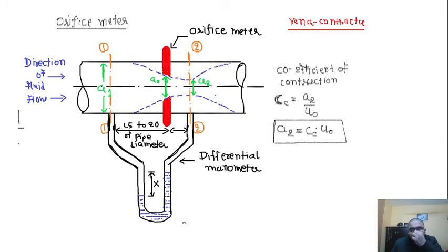So here, based on this, we are having coefficient of contraction defined as Cc is equal to A2 upon A0, where here A2 is the area of vena contracta, and here we are having A0 as area of orifice meter, and here A2 is equal to Cc into A0.